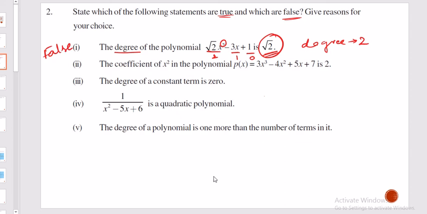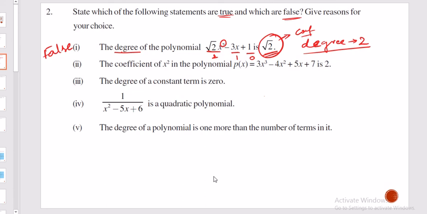Now let us see when it will become a true statement. If he has given the degree as 2, that is a true statement. Or instead of degree, if he had given coefficient, then it would be true. Okay, so in this particular thing we have learnt 3 questions. If the degree is given as 2, then it is a true statement. Otherwise, if root 2 is maintained, and if instead of degree he has given coefficient, then it may be true. So he has mixed up the answer, hence it is false.